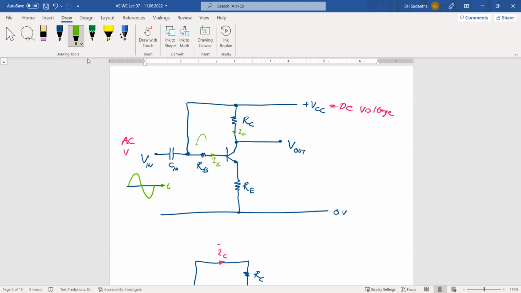When you increase IC, what about ICRC? ICRC will be increased, but VCE is reducing. When we apply this half cycle here, something like this, this is for IB. Then IC also follows the same, but a little bit increased. But when you consider this, what does it mean? This is VRC and VCE.